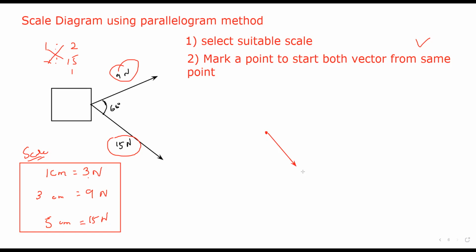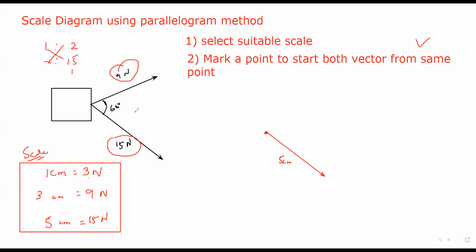For example, I prefer to draw the longer vector first. So I draw 5 centimeter first, in the same direction as shown. I will place my ruler at this point, and when it is 5 centimeter, I will draw a line. Is it clear this point? Any doubt? Yes, sir. Thank you.